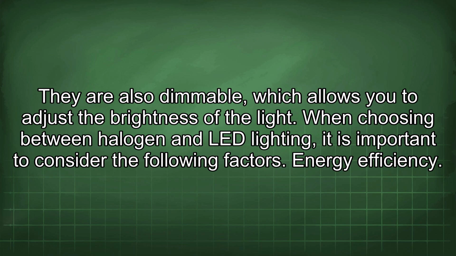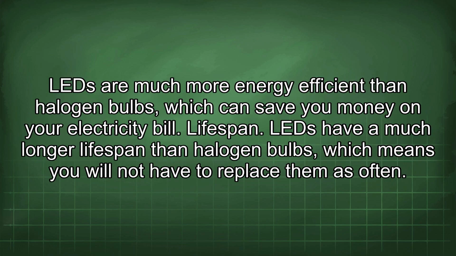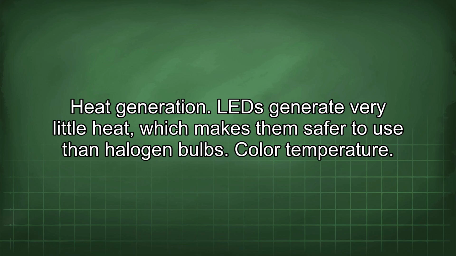When choosing between halogen and LED lighting, it is important to consider the following factors. Energy efficiency. LED are much more energy efficient than halogen bulbs, which can save you money on your electricity bill. Lifespan. LED have a much longer lifespan than halogen bulbs, which means you will not have to replace them as often. Heat generation. LED generate very little heat, which makes them safer to use than halogen bulbs.